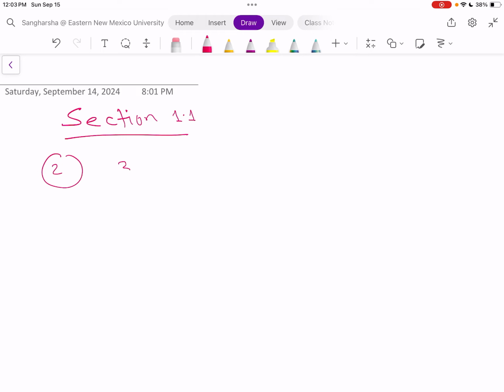In number 2 we have (3x minus 1) divided by 5 plus 1 equals 1/2. This is not a rational equation because we don't have a variable in the denominator. We have a constant number, and if we have the variable in the denominator, then that is your rational equation. Here the degree of this equation is still 1, so this is a linear equation. But we can use the same method as we used to solve the rational equation.